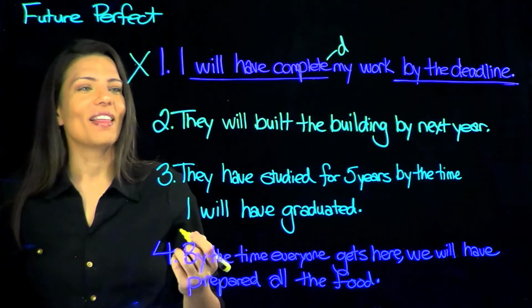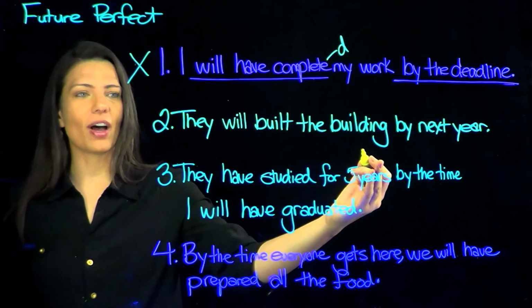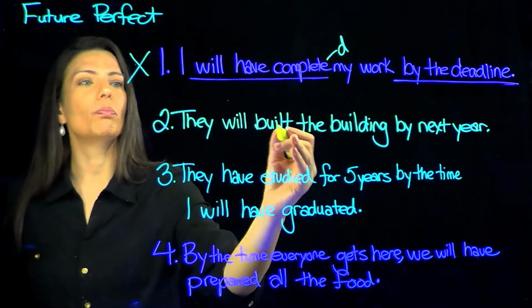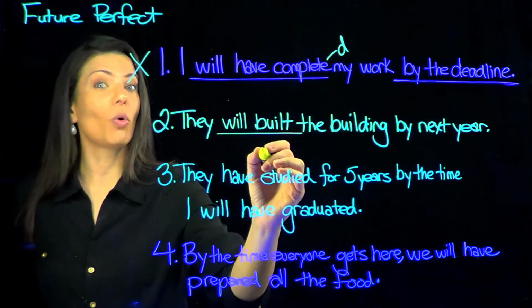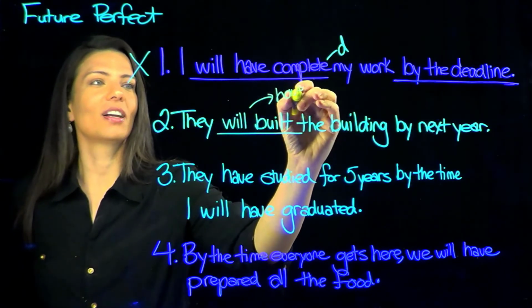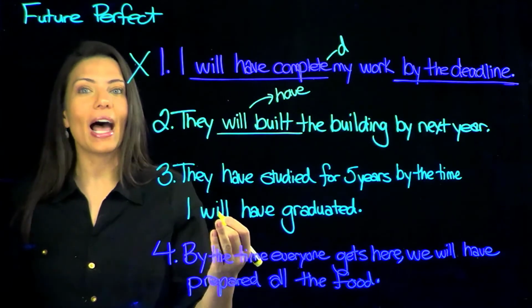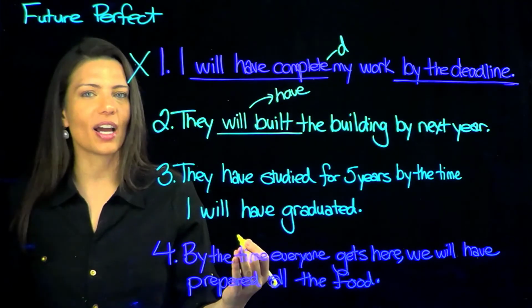Number 2, they will build the building by next year. The by phrase looks fine. Again, they will build. Remember, we need one more thing in here. What is it? That's right, have. Now with the future perfect, we never use has. It's always will, have, past participle, all the time.